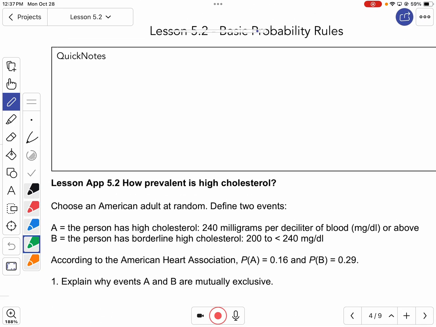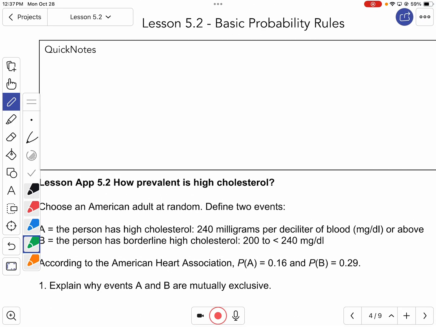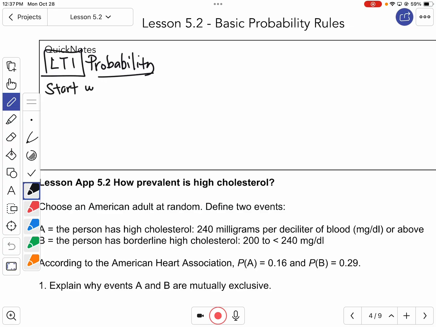So jump back here. Let's talk about our three learning targets today. The first one was a probability model. Here's the thing we need to know about probability. So a lot of times we start with a fraction. We take it to a decimal. And then a percent. So probability can be represented any of those three ways. A fraction, a decimal, a percent.